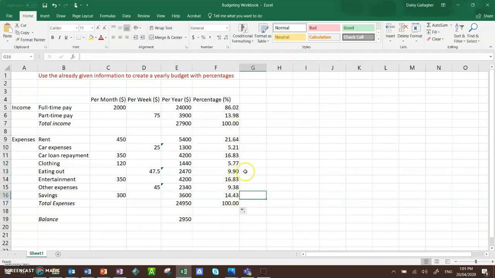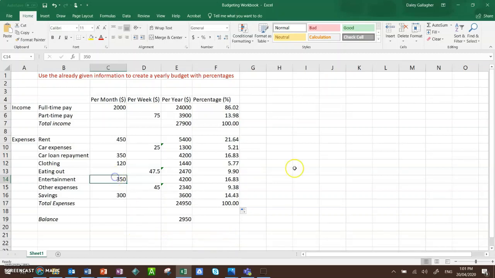So for example, we might be interested, what percentage of my income am I spending on entertainment? And it turns out this person's spending 16.83% of their income on entertainment. Now, depending on the person, they might decide that's too much, and they might want to change that. So the great thing about Excel is after I've created my budget like this, I can actually mess with individual numbers and see how that changes my yearly total. Because I've done all automated calculations, Excel will be able to update everything for me immediately.